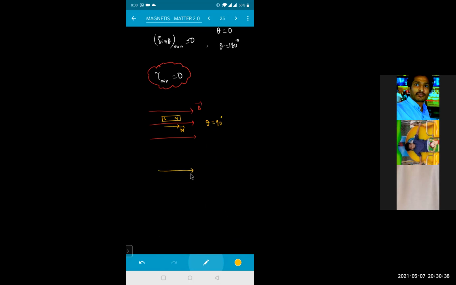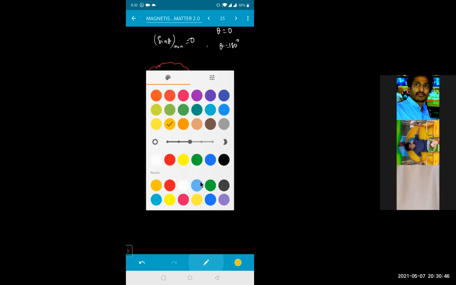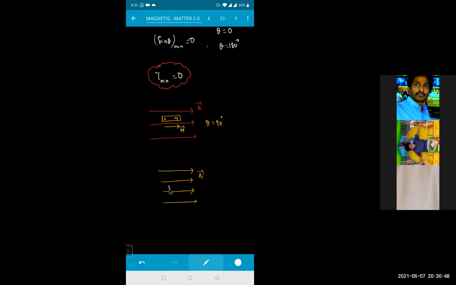Like this, this is your magnetic field, that is nothing but B bar. And if you are keeping the bar magnet like this, with this as the south pole and this as the north pole, the direction of the magnetic moment will be in this direction. The theta between them is how much? 180 degrees.